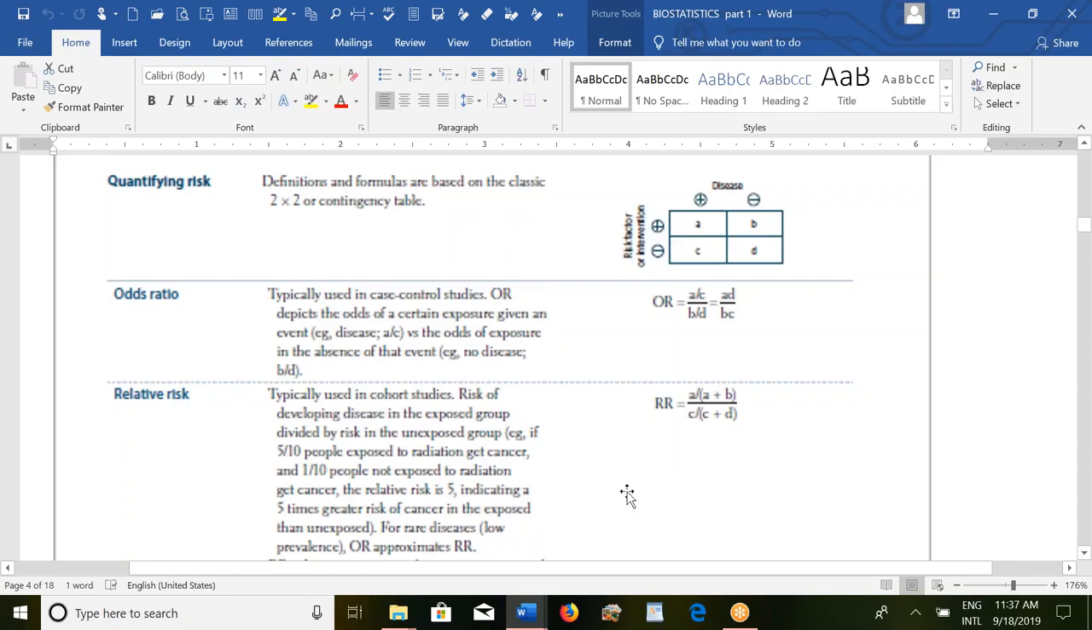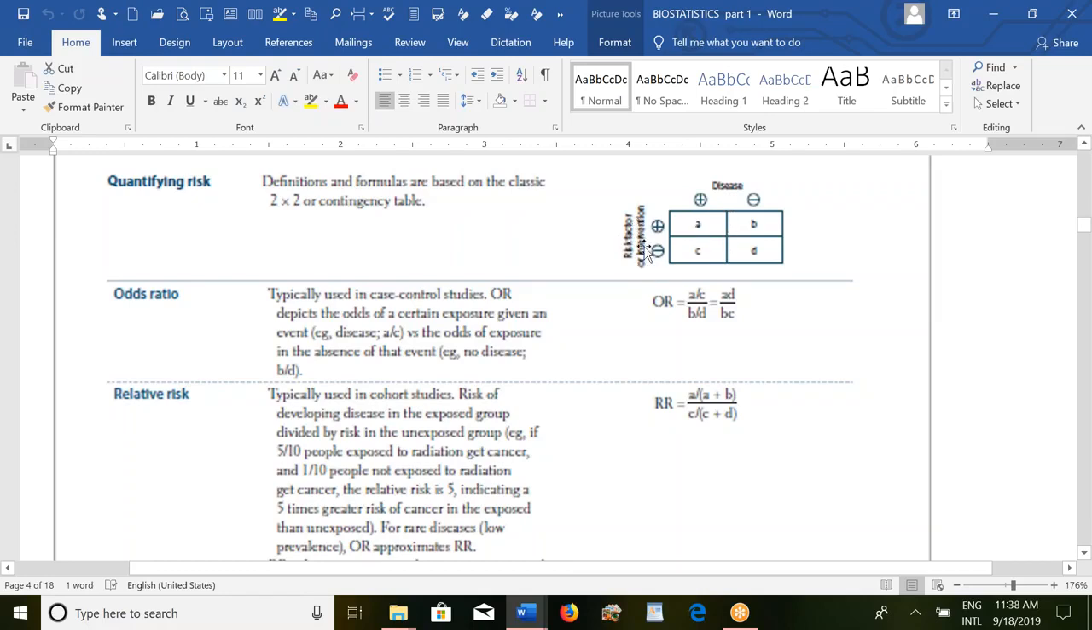Yes, in the risk, yes. Yeah, that's excellent. So if we want to quantify the risk, then we can use this 2 by 2 table. This is also called contingency table or 2 by 2 table.